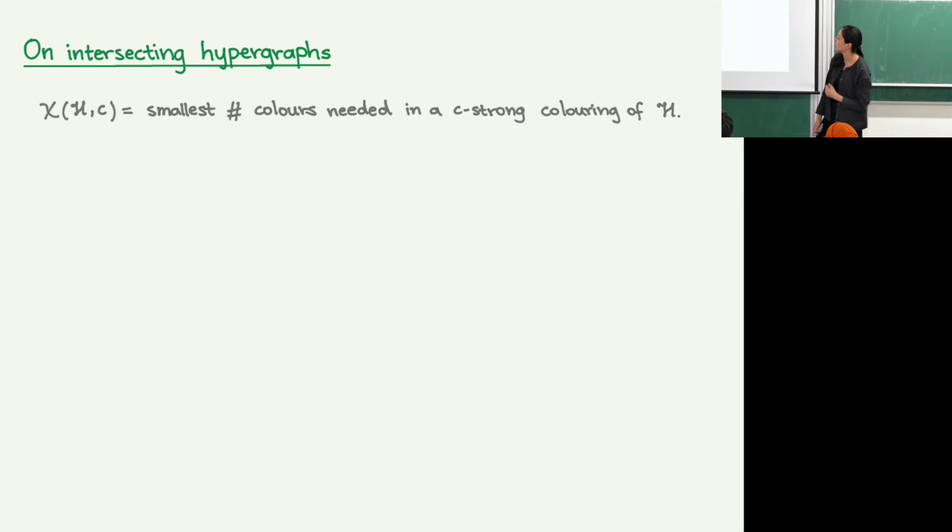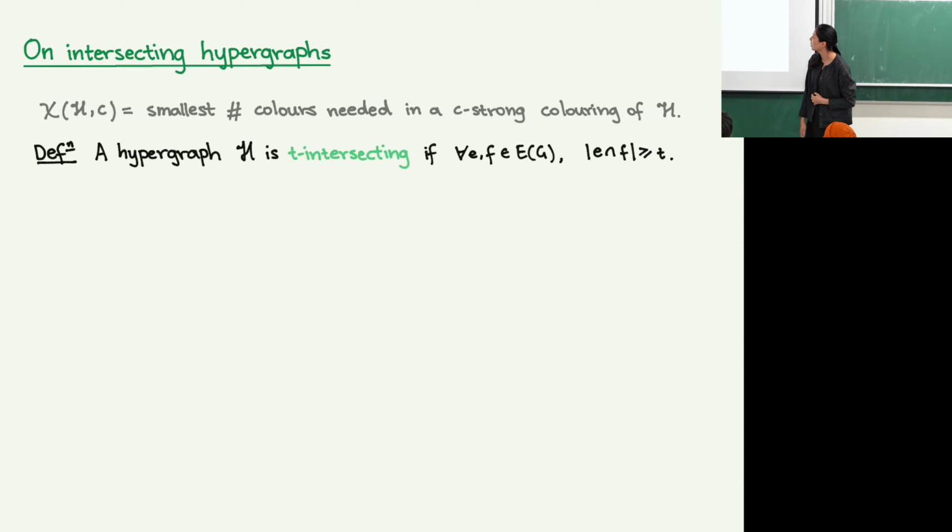So I'll keep this definition of the chromatic number on top and define a hypergraph H to be t-intersecting if any two edges have intersection size at least t. So the "at least" here is important. That means if I'm t-intersecting, I'm also (t minus 1)-intersecting, or t'-intersecting for any t' at most t. And that's something I'll come back to.